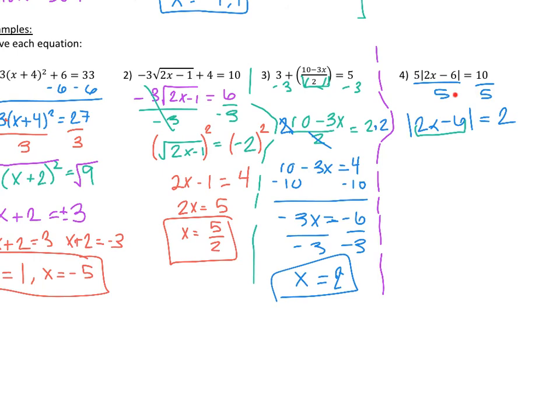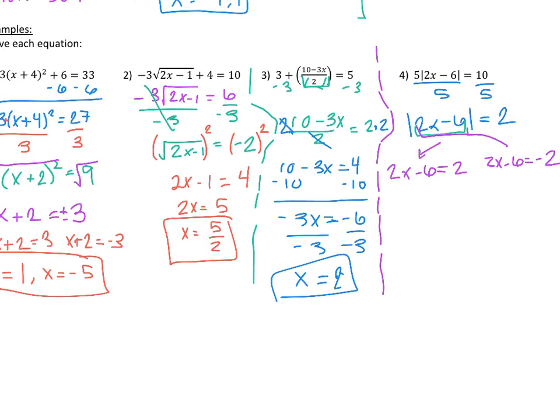So the only two numbers that I could take the absolute value of and get 2 as an answer are positive and negative 2. So that allows me to move forward and say, okay, well, 2x minus 6 either has to be positive 2 or 2x minus 6 is negative 2. Those are the only two possible ways that this equation is true. So from these two possible outcomes, now I'll just solve them.